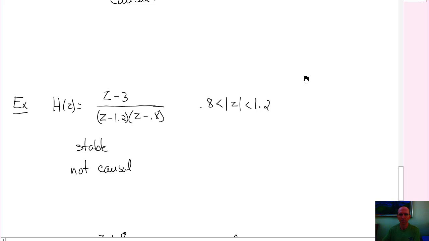How about this one? Again, we have a system with two poles. This time, one pole is at 1.2, another pole is at 0.8, and we see that the region of convergence is between 0.8 and 1.2. Now, z equals 1 is in the region of convergence, so the system will be stable. However, the region of convergence is not greater than the largest pole, so it's not causal. For it to be causal, the region of convergence would have to be greater than 1.2.